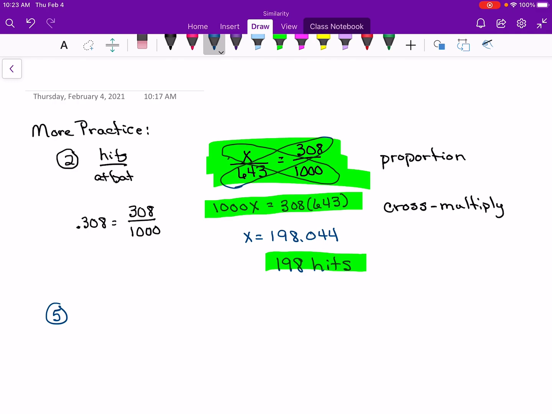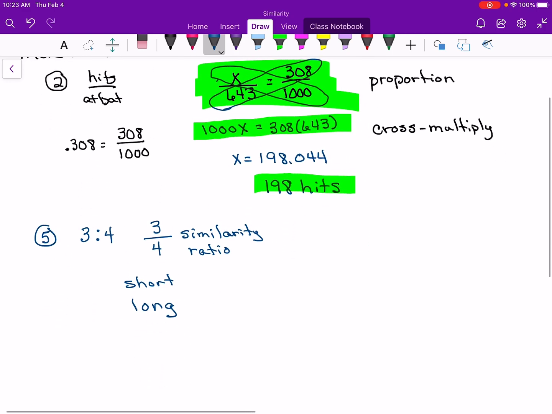It says a cable that is 42 feet long is divided into lengths in the ratio of 3 to 4. Or in terms of a fraction, 3 over 4. That's our similarity ratio. Tells us how the two things are related, and that is the short piece compared to the long piece. That's how they're comparing them. It says, what are the two lengths?